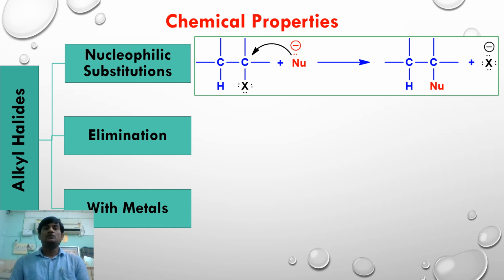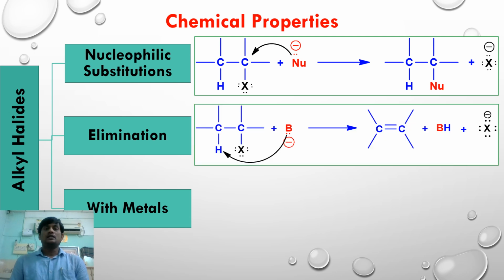In the case of elimination reactions, the negatively charged chemical species abstracts a proton, and finally there is elimination of halogen from the reaction center, and there is a formation of unsaturated compound, that is alkene.